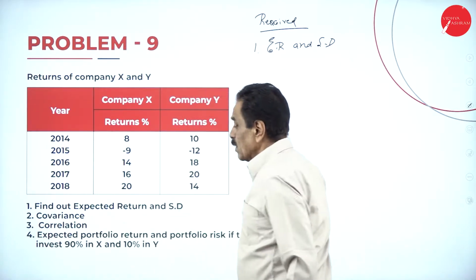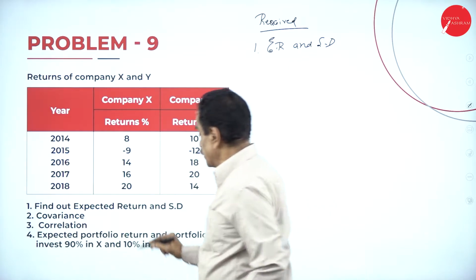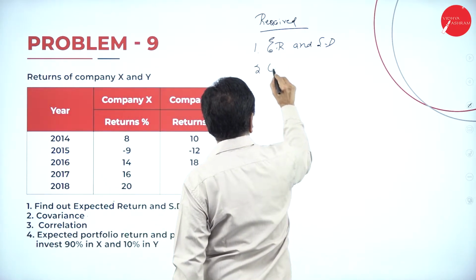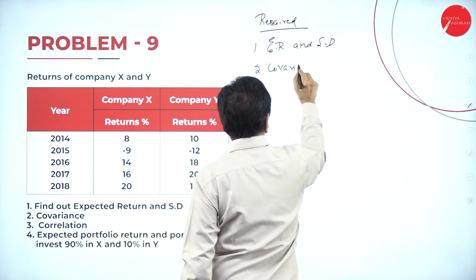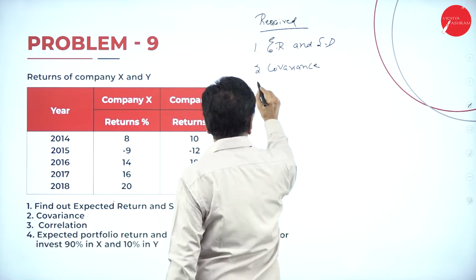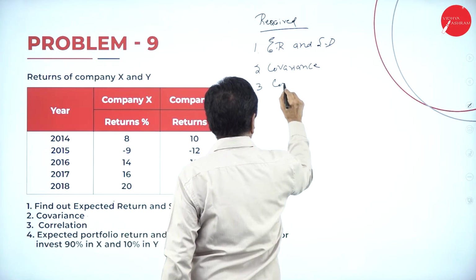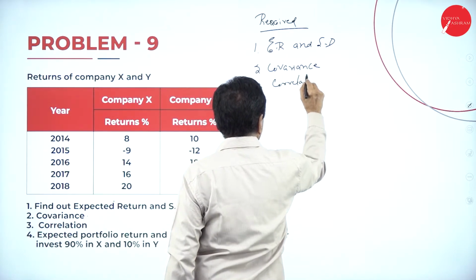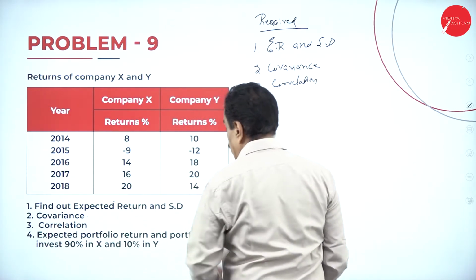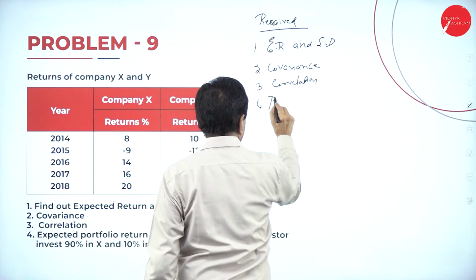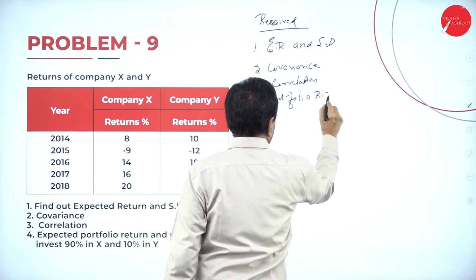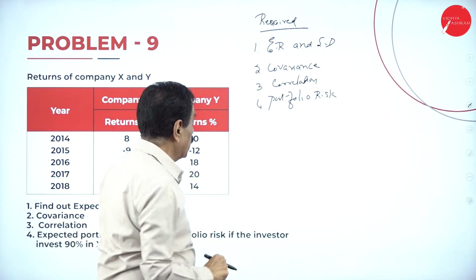First requirement is over. What is the second requirement? Covariance. What is the third requirement? Correlation. What is the fourth requirement? Portfolio risk. These are the requirements they want.